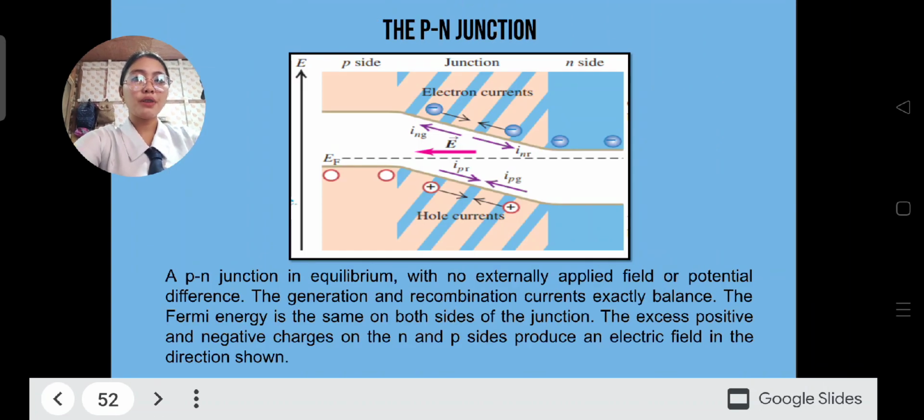So the figure above is the PN junction in equilibrium, with no externally applied field or potential difference. The generation and recombination currents exactly balance. The Fermi energy is the same on both sides of the junction. The excess positive and negative charges on the N and P sides produce an electric field in the direction shown.